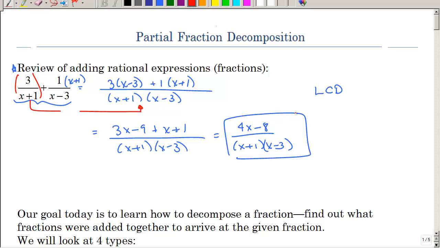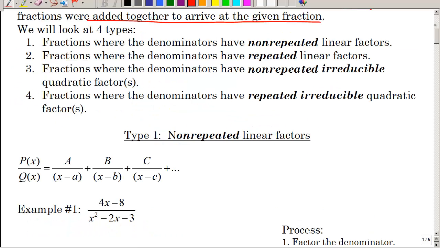Today, we're going to take this fraction and decompose it, as in find out which fractions were added together to arrive at that fraction, meaning we're going to go backwards and figure out how we could find out where it came from. We're going to look at four different types.